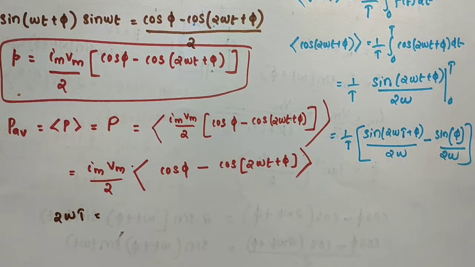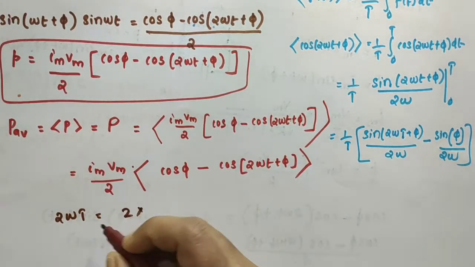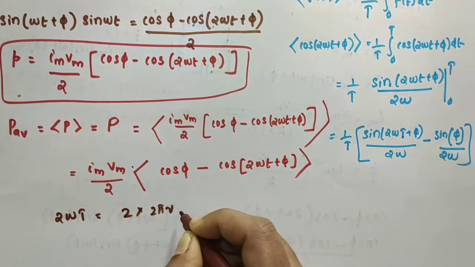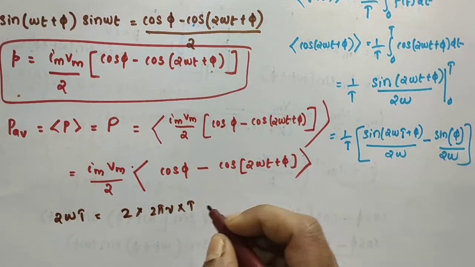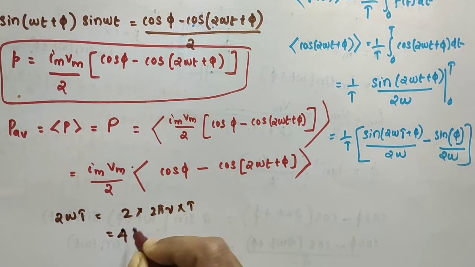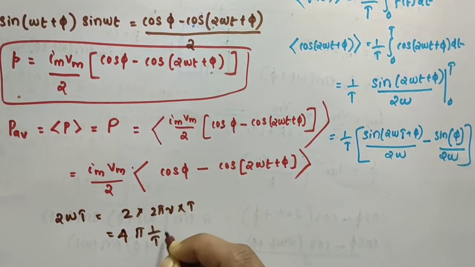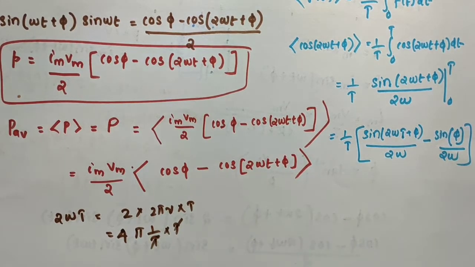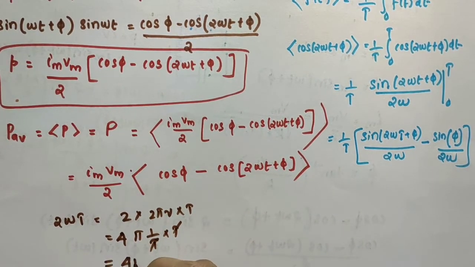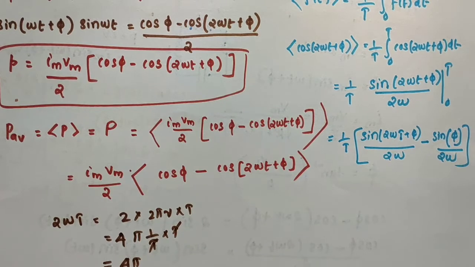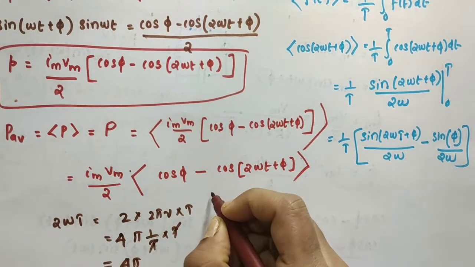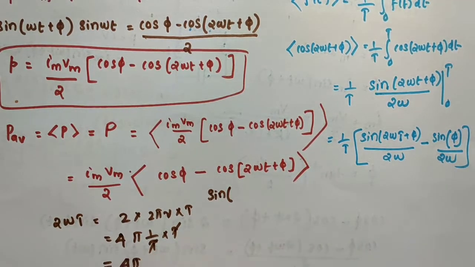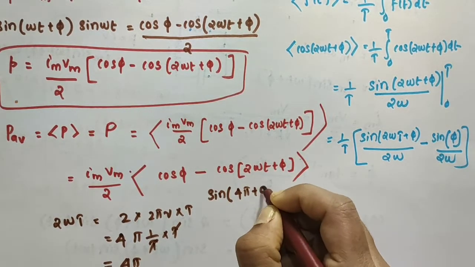So here you can write it as 2 into omega, 2 pi nu into t. What is this nu? 1 by T, no? So this can be written as 2 into 2, 4 pi, 1 by T into T. Then T cancels. So 2 omega t becomes what? 4 pi. But here we have sine of 2 omega t plus phi. So sine of 2 omega t is 4 pi plus phi.